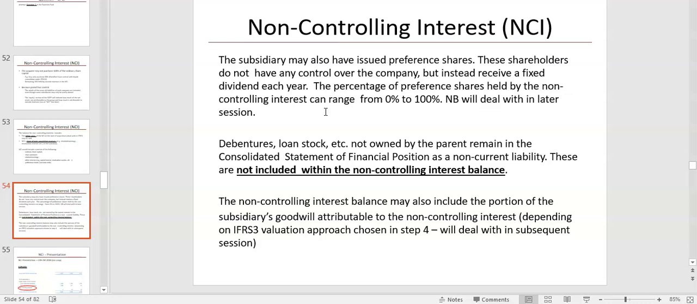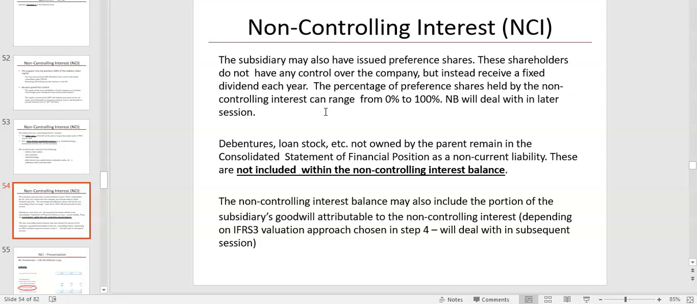For determining control and determining whether it's a subsidiary or not, you always use the ownership of the ordinary shares. That will dictate whether it's a subsidiary or not. Owner preference shares, that's slightly different, and we'll deal with that in subsequent weeks. Any ownership of debentures or loan stock or debt, that's not included in NCI. That is not part of the equity section, and that will be dealt with as an intergroup balance, and we'll deal with that in week 3 and week 4.